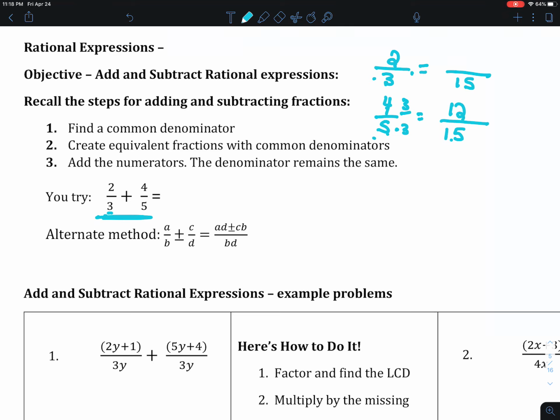We do the same thing with this one. What am I multiplying 3 by to get 15? 5. So I have to multiply both the numerator and the denominator by 5, and that gives me 10. Then I just combine numerators. So 12 plus 10 is 22, and the denominator remains the same. We never add or subtract denominators.